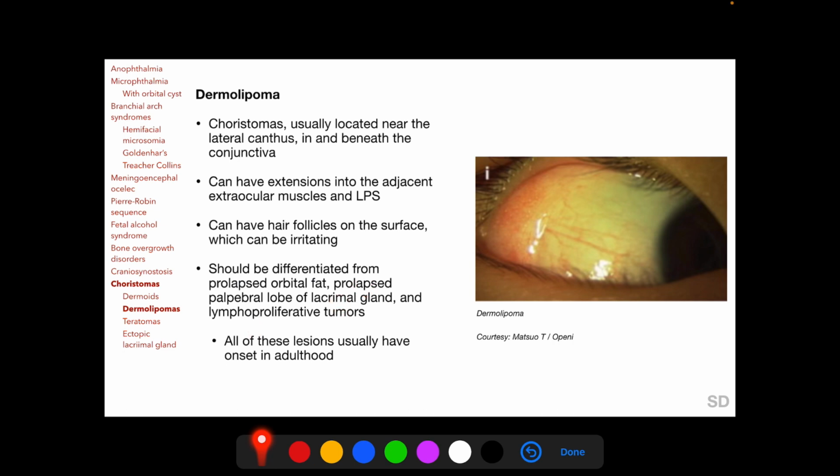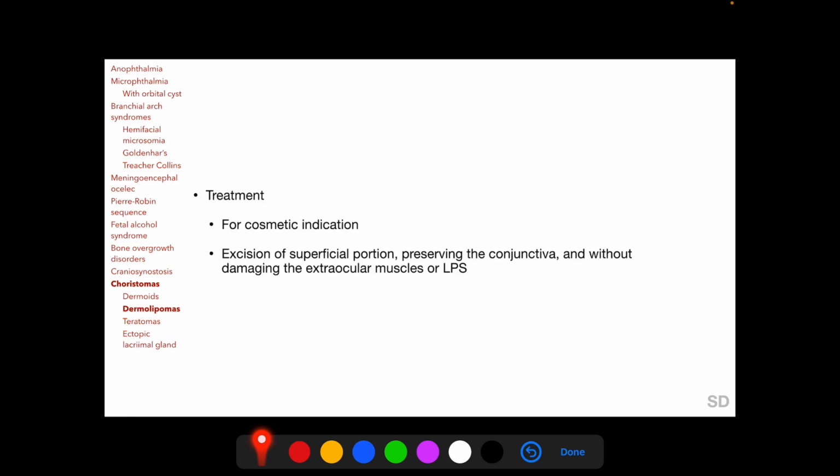lymphoproliferative tumors. All of these lesions usually have onset in adulthood, but dermolipomas being choristomas are present since infancy. Dermolipomas need to be treated only for cosmetic indications, and only the superficial portion should be excised, preserving the conjunctiva and without damaging the extraocular muscles or the levator palpebrae superioris.